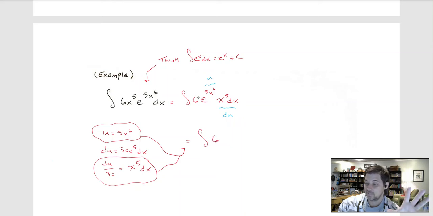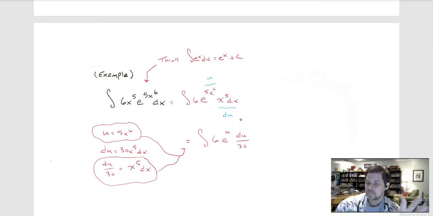I get this number 6. That's just a constant. I get e to the power u. That's what I was hoping for. I wanted this rule to become applicable. For x to the 5th dx, I get du over 30. Okay, so there. Now it's looking like it's coming together. Like it's almost like that rule now.